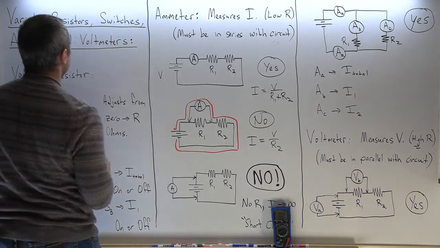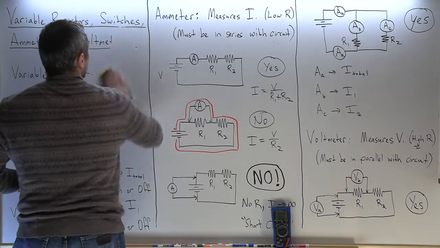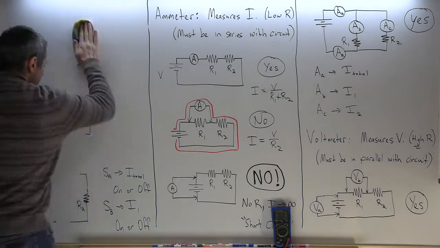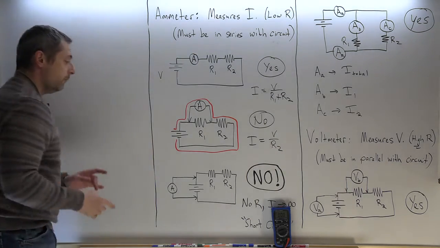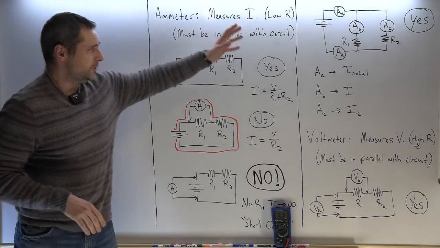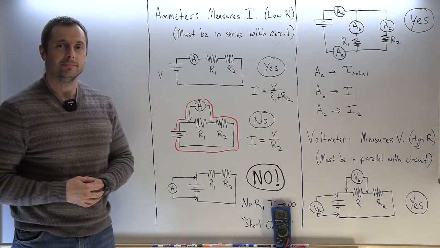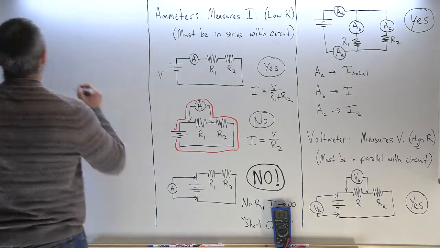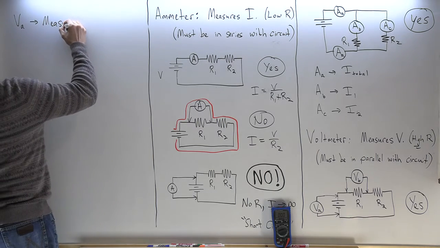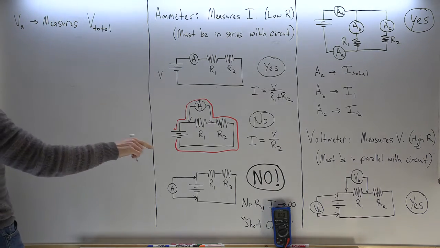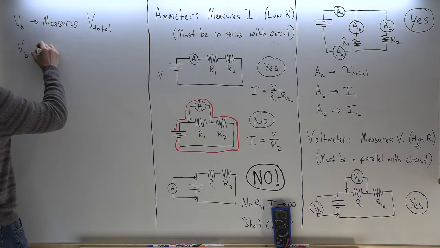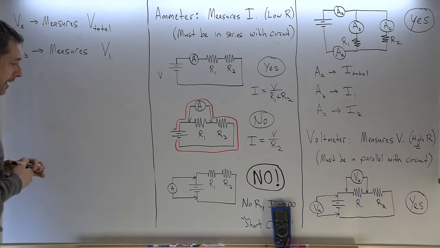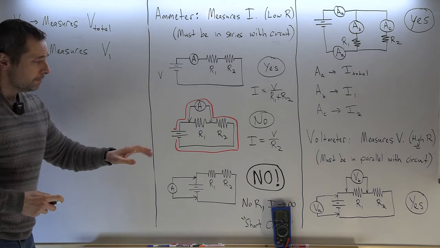Let me write a little bit more about what all those various voltmeters measure. But before I move on, let me create a pause to give you a chance to catch up if you need it. All right, so VA measures the total voltage of the battery. VB measures the voltage of resistor 1. Okay. All right, so that's what those do.